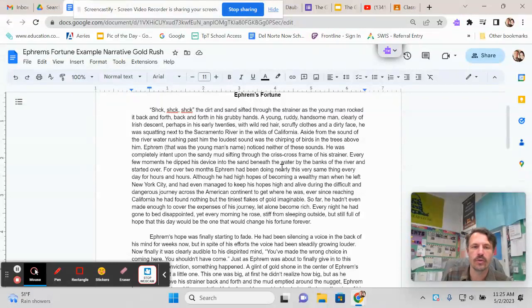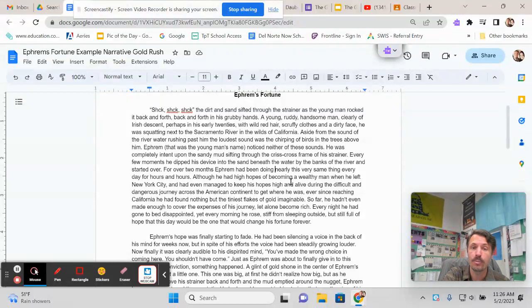Aside from the sound of the river water rushing past him, the loudest sound was the chirping of birds in the trees above him. Ephrem, that was the young man's name, noticed neither of these sounds. He was completely intent upon the sandy mud sifting through the crisscross frame of his strainer. Every few moments he dipped his device into the sand beneath the water by the banks of the river and started over. For over 2 months, Ephrem had been doing nearly this same thing every day for hours and hours.